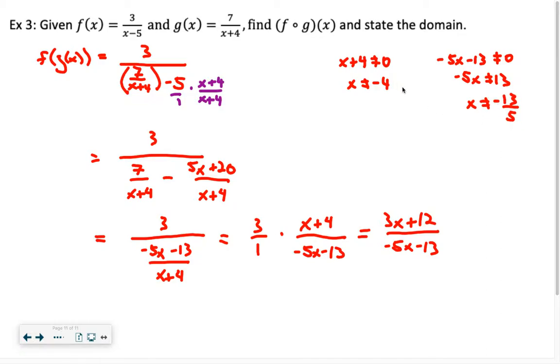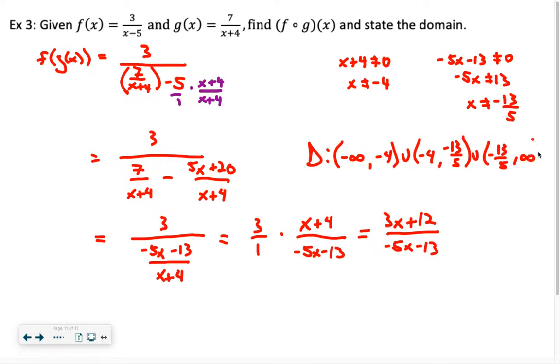So two values I need to exclude. Negative 4 is less than negative 13 fifths, so that's what I would start with. That's the first value I would exclude. So I'll go negative infinity to negative 4, union negative 4 to negative 13 fifths, union negative 13 fifths to infinity.